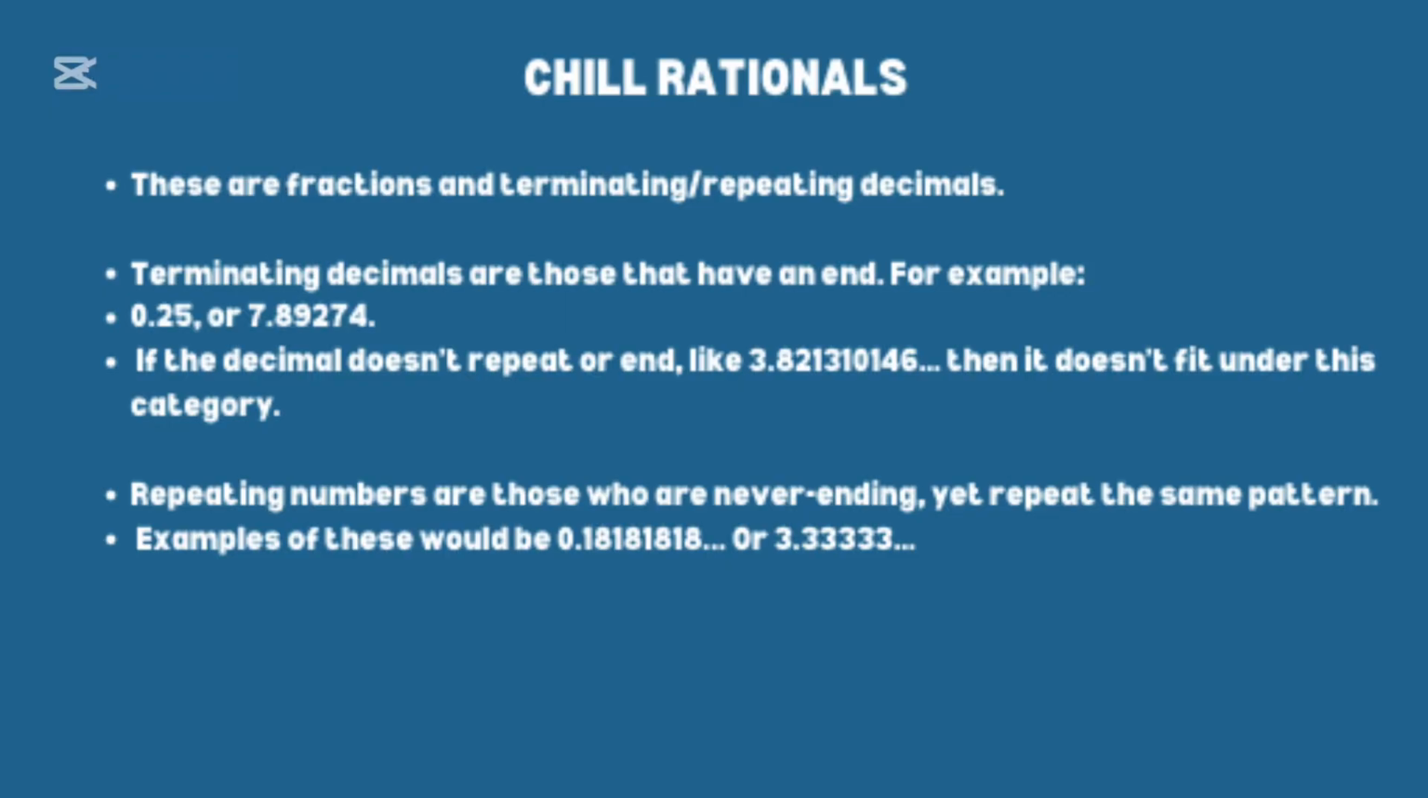Terminating decimals are those that have an end. For example, 0.25 or 7.89274. If the decimal doesn't repeat or end, like 3.821310146, blah blah blah, then they and the chill rationals aren't exactly buddies. Now, repeating numbers are those that are never ending, yet repeat the same pattern. So examples of this would be 0.81818181... or 3.33333, the list goes on.